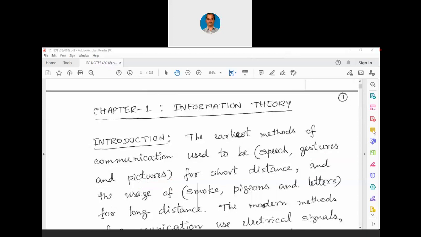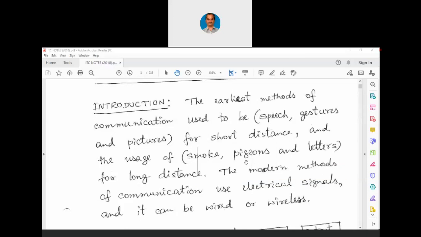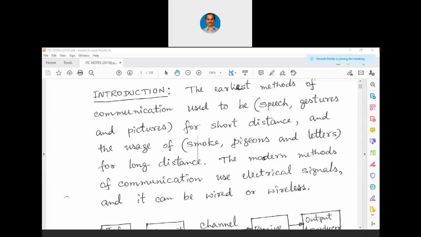For a longer distance, in the olden days, they used smoke, and they used pigeons for carrying letters. You remember the song in the movie Maine Pyar Kiya, where the Kabutar Ja Ja song is there. In the olden days, pigeons were trained to fly to a particular destination, and letters were tied to their legs. Or they would simply put smoke on a hilltop, and neighboring villages would see the smoke and understand that something dangerous is there. This is in the very olden days.